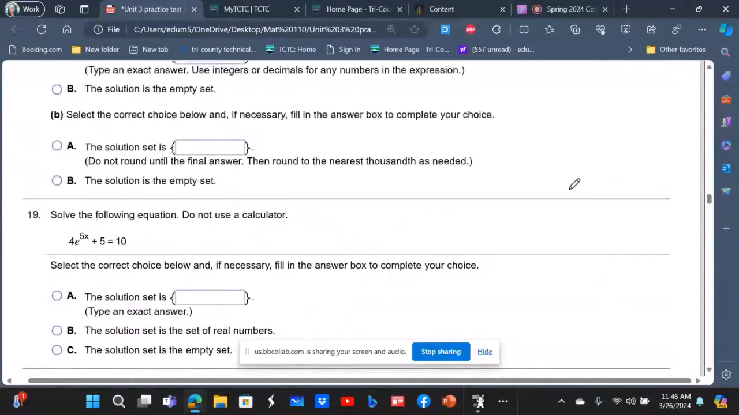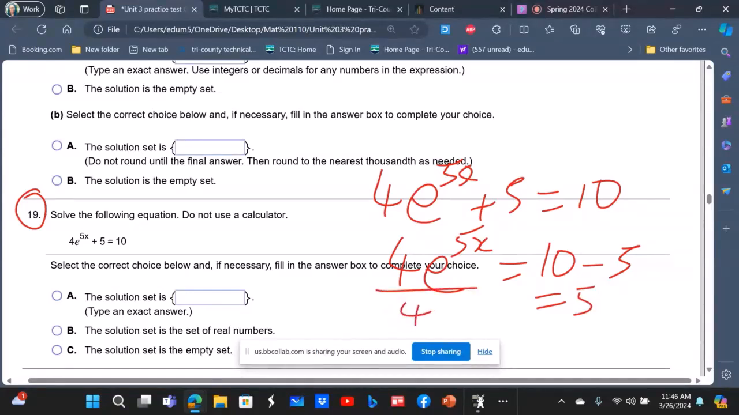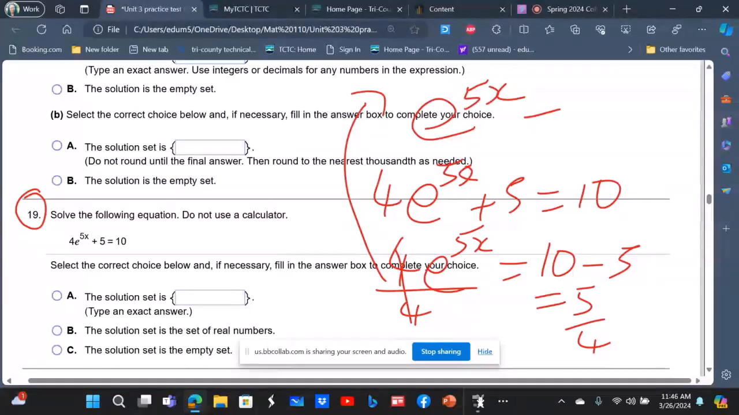Okay, everybody, look at this question here. We have 4e to the power 5x plus 5 is equal to 10. This is an exponential equation, and I'm told to solve it. So 4e to the power 5x is equal to 10 minus 5. Divide both sides by 4. So now I have e to the power 5x is equal to 5 over 4.